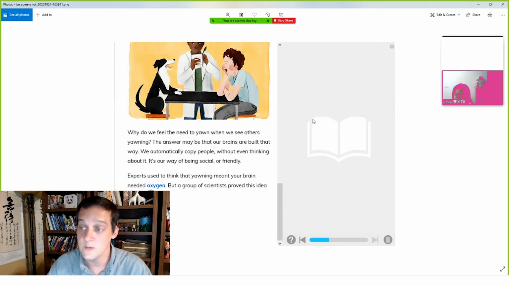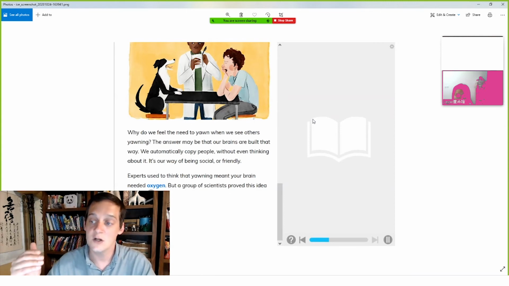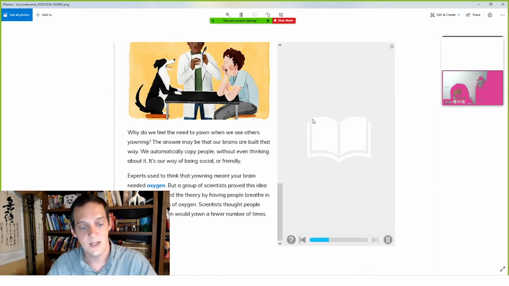But there was a group of scientists that proved this wrong because they experimented. They tested to see what will happen if your brain gets more oxygen, the same amount of oxygen, or less oxygen. Like this one here.